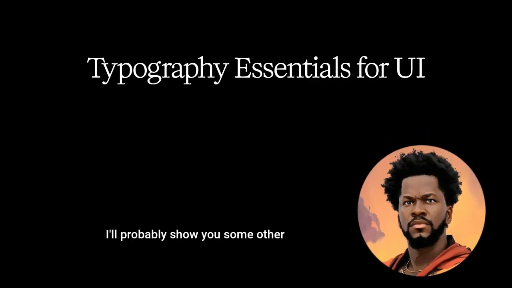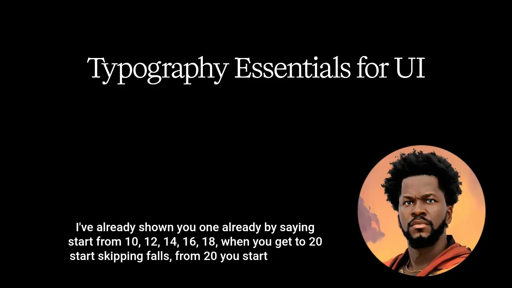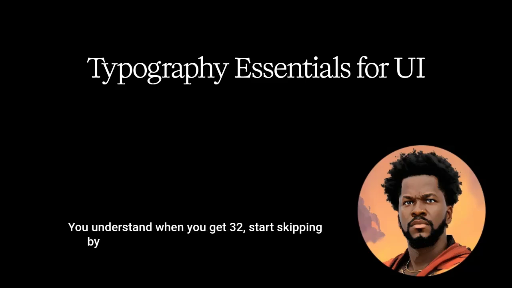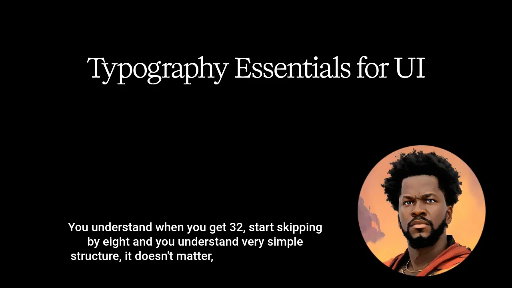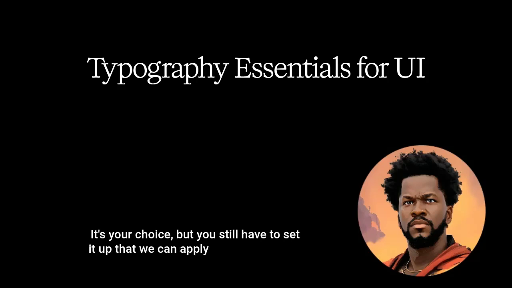I'll probably show you some other ways to make your decision easier. You understand? I've already shown you one already by saying start from 10, 12, 14, 16, 18. When you get to 20, start skipping 4s. From 20, you start going 24. You go maybe 26, maybe you go 32. You understand? When you get to 32, start skipping by 8. And you understand? Very simple structure. It doesn't matter, but it's your choice. That's just the point of it. It's your choice. But you still have to set it up so that we can apply those standards.